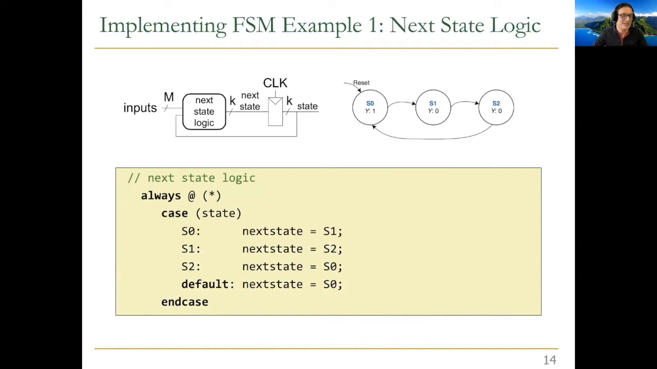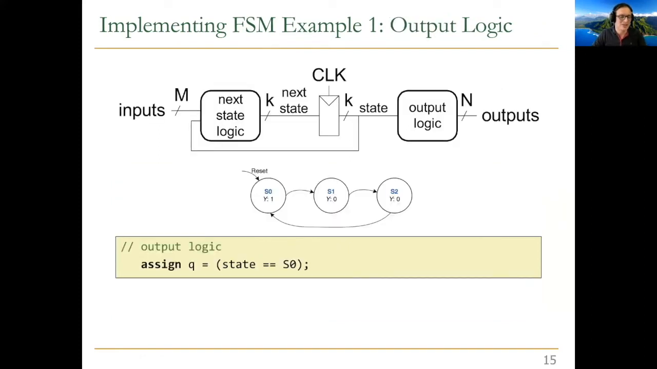And next state logic is very easy also. Basically, this happens at any input change, as we discussed last time. And you basically switch based on the state. If state is S0, next state is S1. If the current state is S1, next state is S2. And if it's S2, next state is S0. And then there's a default case that may help you with debugging, for example, potentially. Okay, and then output logic is also very simple.